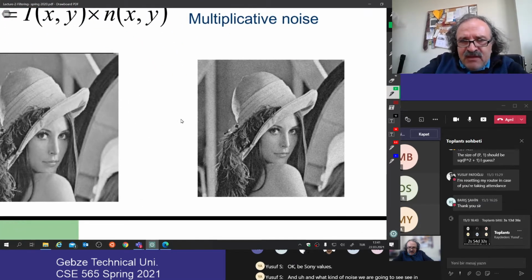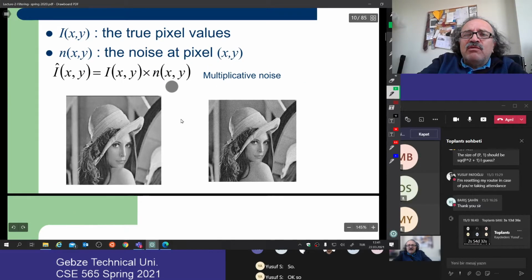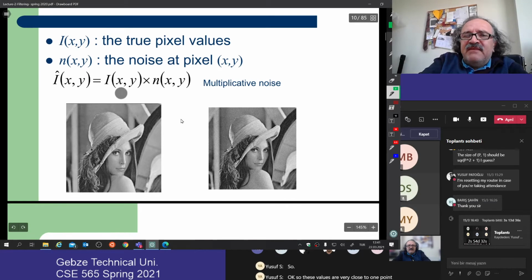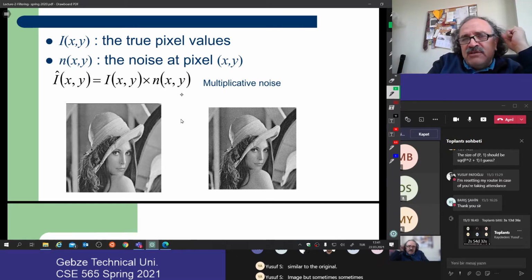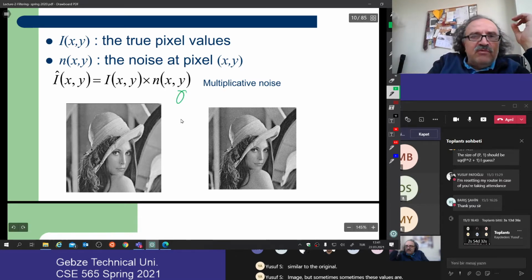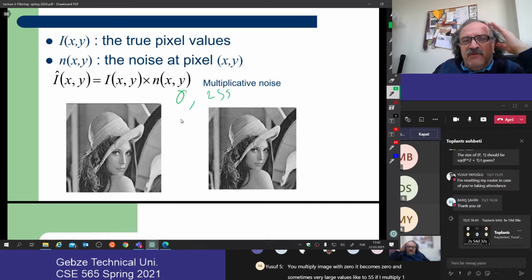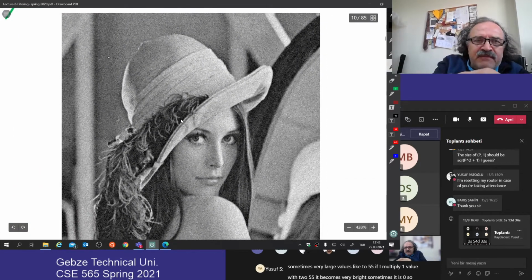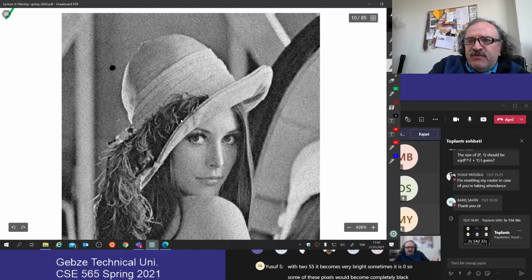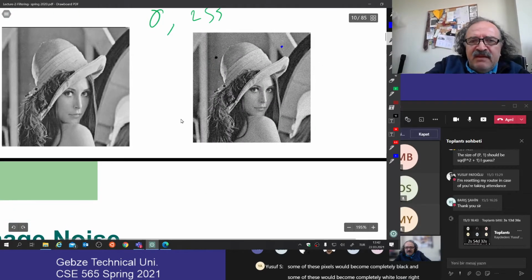These values are very close to 1.0, so it is very similar to the original image, but sometimes these values are 0. You multiply the image with 0, so it becomes 0, and sometimes very large values like 255. If I multiply one value with 255, it becomes very bright. So some of these pixels would become completely black, and some of these would become completely white. And we are going to see examples of it.